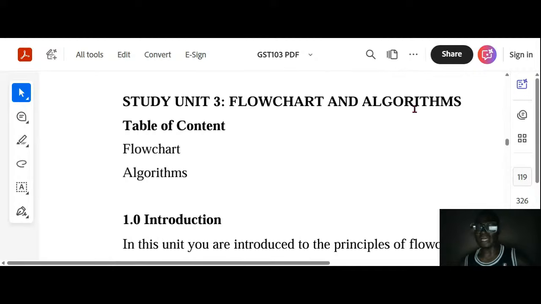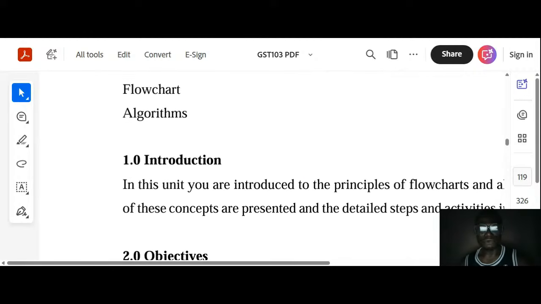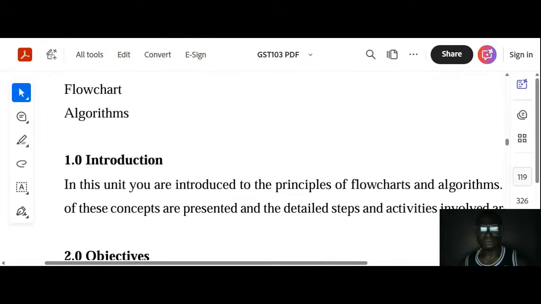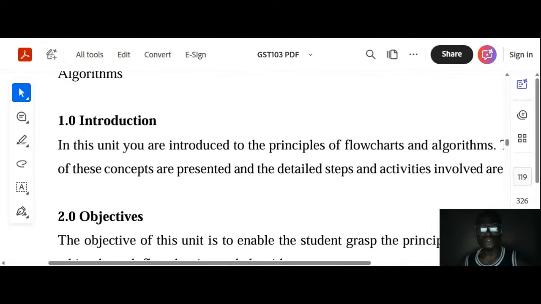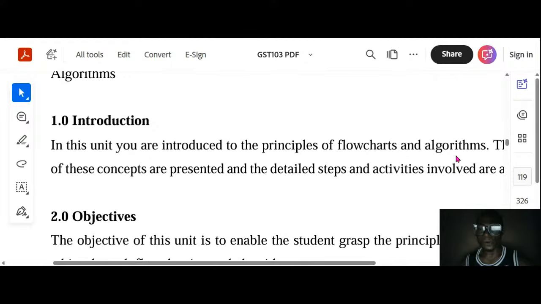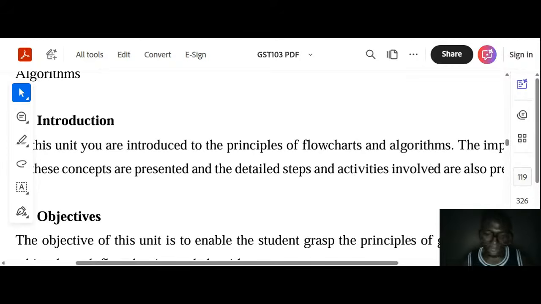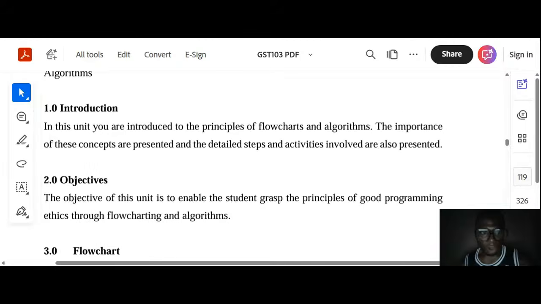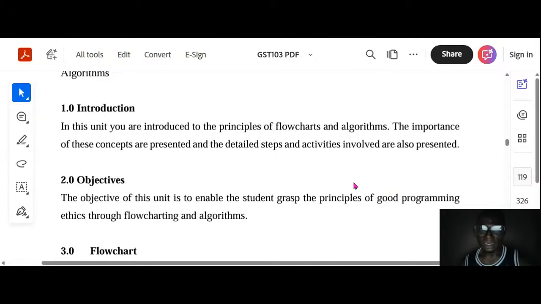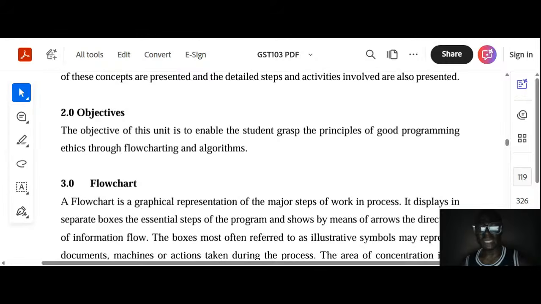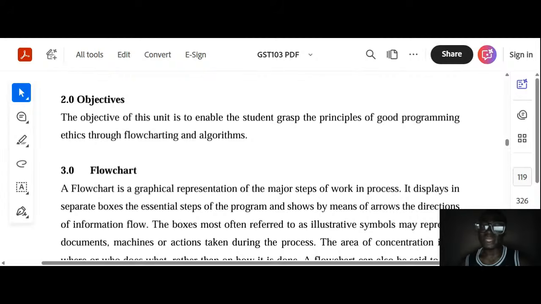So, flowchart and algorithms, table of contents. We'll talk about flowcharts and algorithms. The introduction: in this unit, you are introduced to the principles of flowchart and algorithm. Sorry, I think I need to reduce this a bit. The importance of this concept is presented, and the detailed steps and activities involved are also presented. The objective is that by the end of this unit, you should be able to grasp the principle of good programming ethics through flowcharting and algorithm.